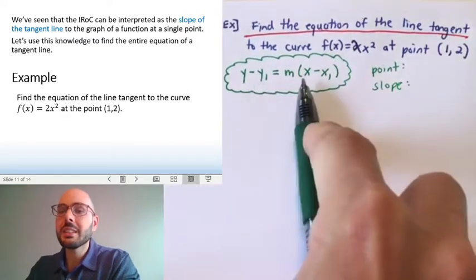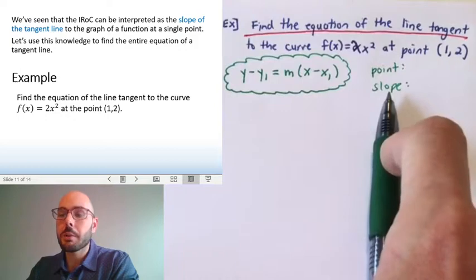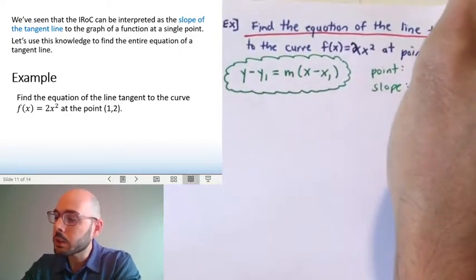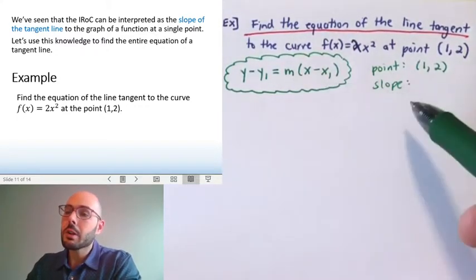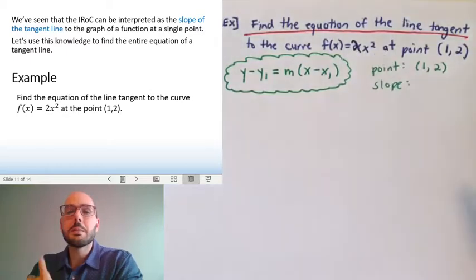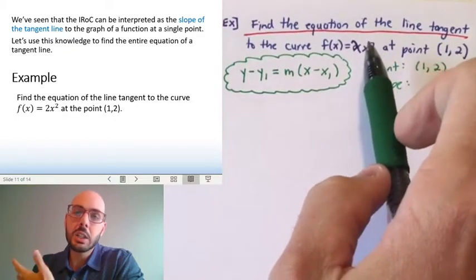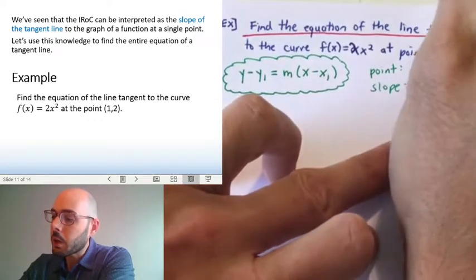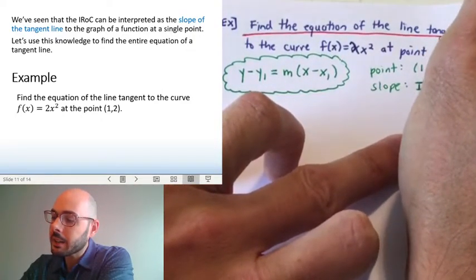So we want to fill in this formula with two important pieces of information, a point and the slope. So here we have a point. No surprise there. Our point is 1, 2. Great. So now we need to find the slope. That's m, of course. But what is slope here? Well, it's going to be IROC, the instantaneous rate of change. Because we're talking about a function, 2x squared, it's not linear, we have to use instantaneous rate of change. So use the IROC formula to find the slope.